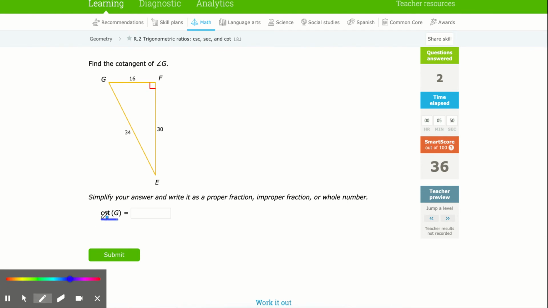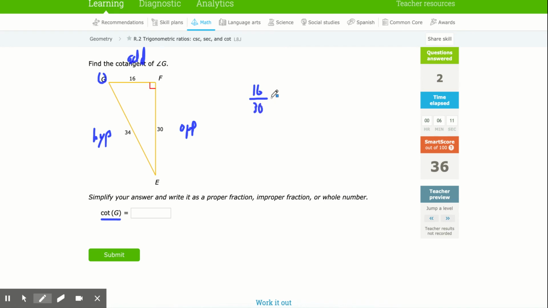Cotangent of G. So here's G, here's the hypotenuse, here's the opposite, and here's the adjacent. And the cotangent is the reciprocal of the tangent. So instead of opposite over adjacent, it's adjacent over opposite. So it's 16/30, but that reduces by at least a factor of 2, which is going to be 8/15. So that's what we type in, is 8/15.